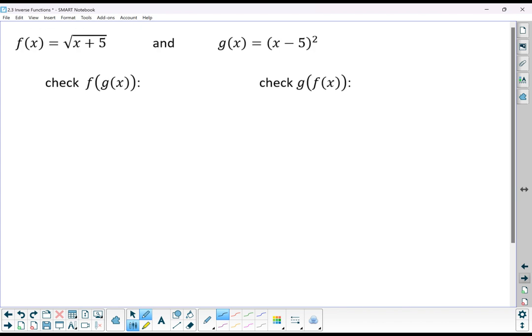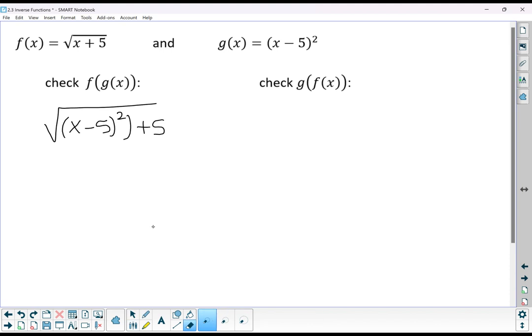Here is another pair of functions f and g. We have the square root of x plus 5, and we have an x minus 5 squared. So f of g of x means that we have our f function, and we need to input g. Interestingly, it almost seems like these two might be inverses, but when you substitute in, you get into this situation where you can't cancel out the 5's because this 5 is underneath a power or in a binomial that's squared.